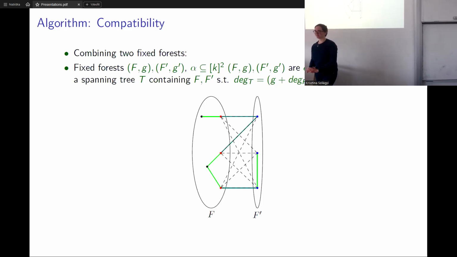So basically, they're alpha compatible if I can find a spanning tree T in this union that satisfies all the degree requirements. And of course, my solution spanning tree T should contain these two partial solutions. So I basically look at whether I can add edges in between F and F prime such that I get a solution. And if I can do that, then F and F prime are compatible.